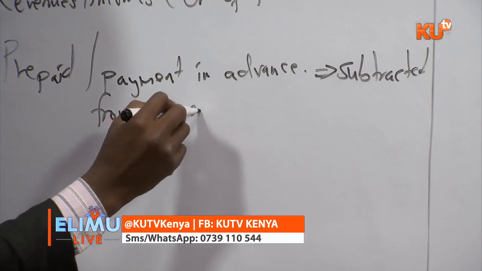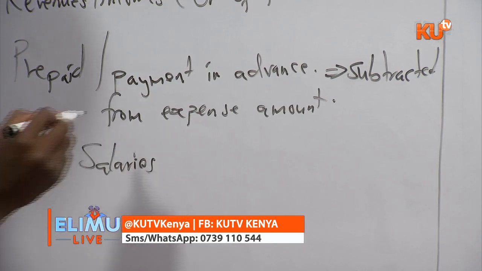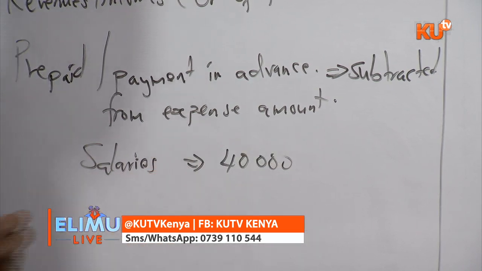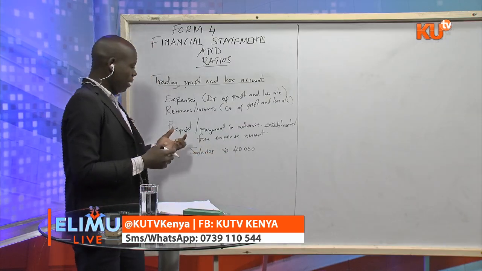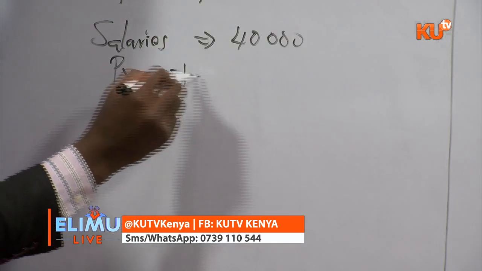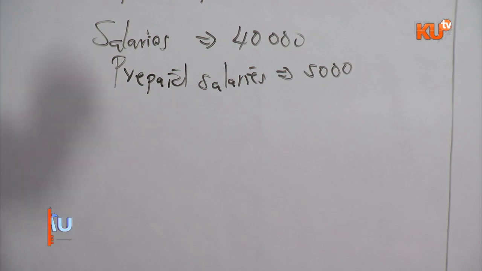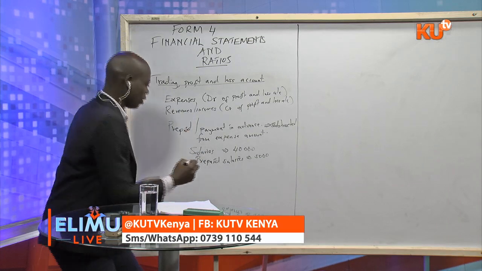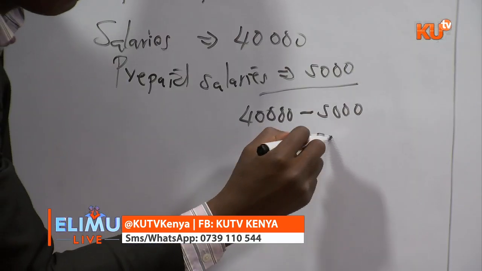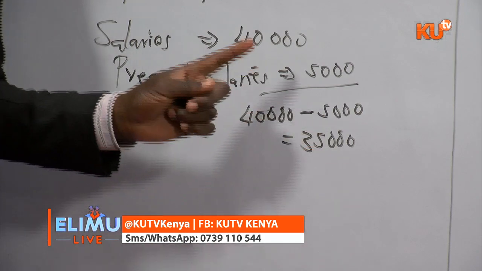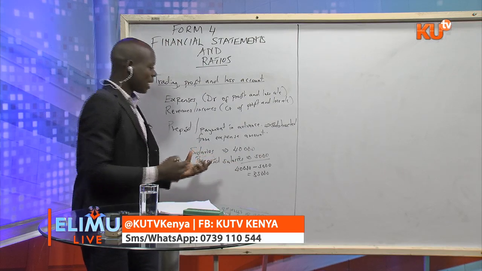If, for example, salaries as an expense had been given as 40,000, and the business incurred 40,000 within one year, and it had made a prepayment, and we are given a record of prepaid salaries of 5,000 shillings, then to obtain the actual figure for the salaries captured in the profit and loss account, we say 40,000 minus 5,000, which gives us 35,000. So we record 35,000 and not 40,000.